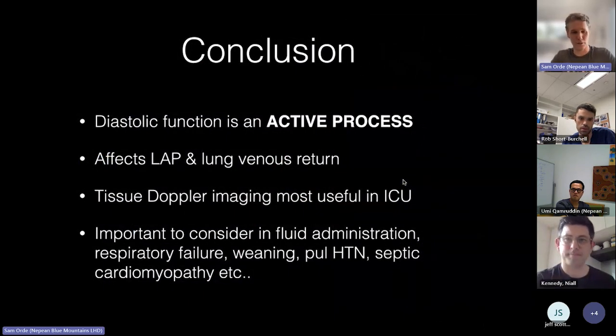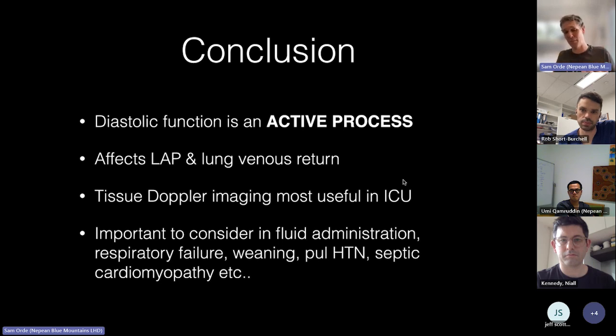So I guess in conclusion, 45 minutes, close to on the nose. So in conclusion, diastolic dysfunction is an active process. And that means that as you get older and your LV relaxation starts to become impaired, that process deteriorates. And that means that you are increasing risk of raised left atrial pressure as your LV relaxation impairs.